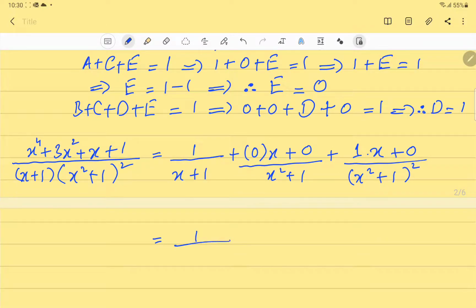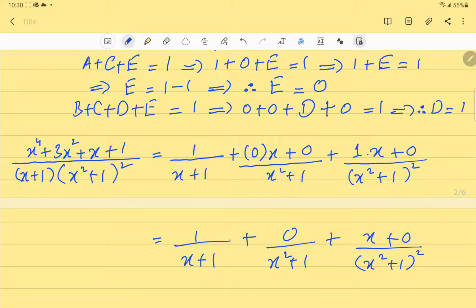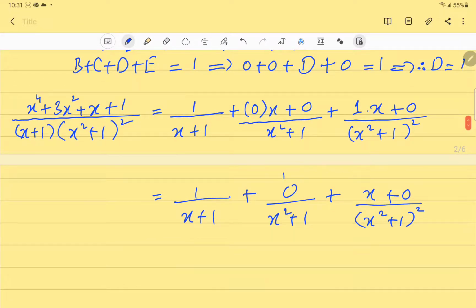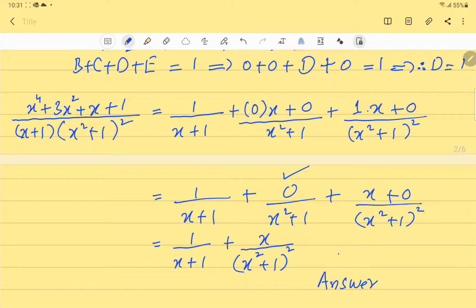So 1 over x plus 1 plus 0 over x squared plus 1 plus x plus 0 over... since 0 divided by any number or any expression is 0, so we will not write it now, we will be writing the rest. 1 over x plus 1 plus x plus 0 is x over x squared plus 1 whole squared, and this is the answer of our question.